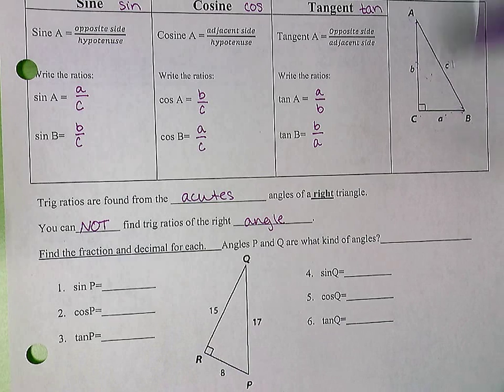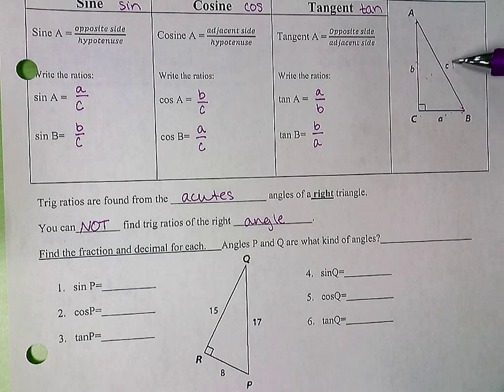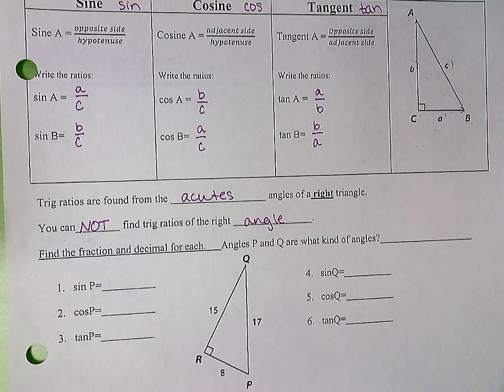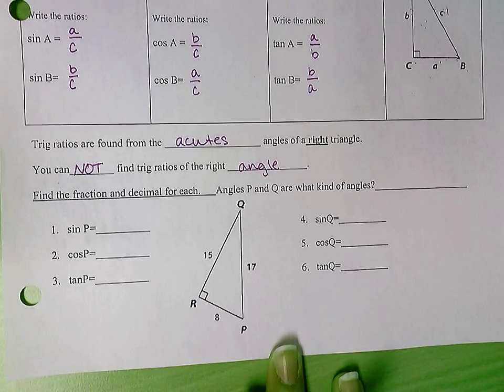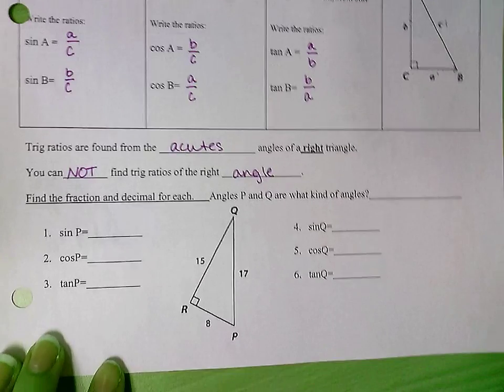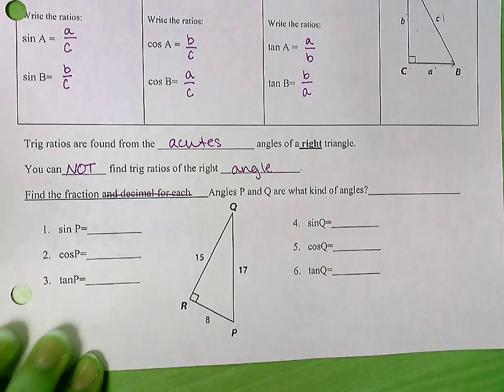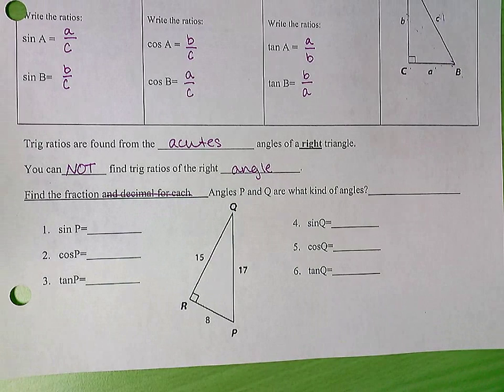If I tried to do opposite over hypotenuse for sine of that angle, well, opposite is the hypotenuse. We can't do our trig ratios with that 90-degree angle. So, examples. First, we're not going to find the decimal, you can cross that off. We're going to find the fraction, just like what we were doing in that table above.